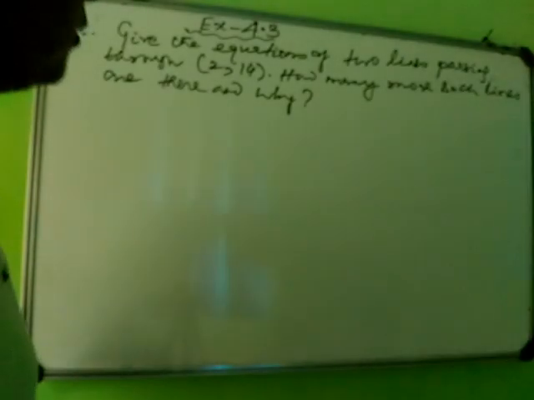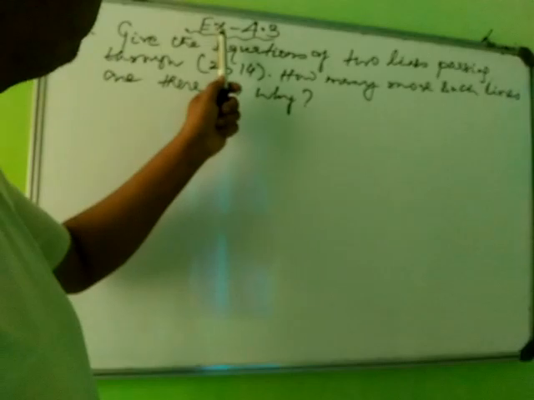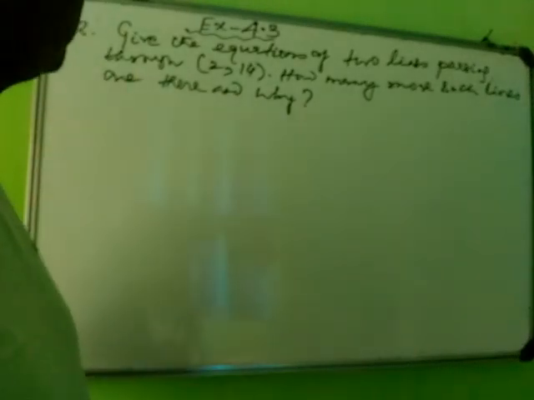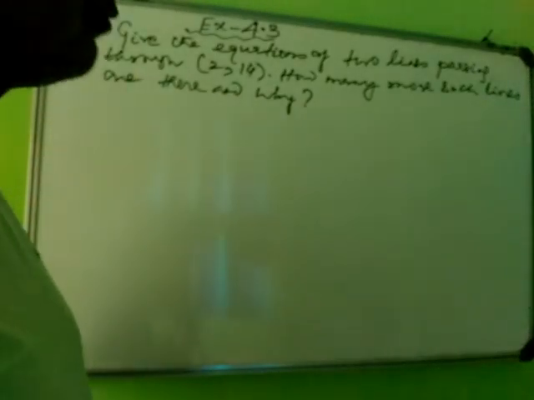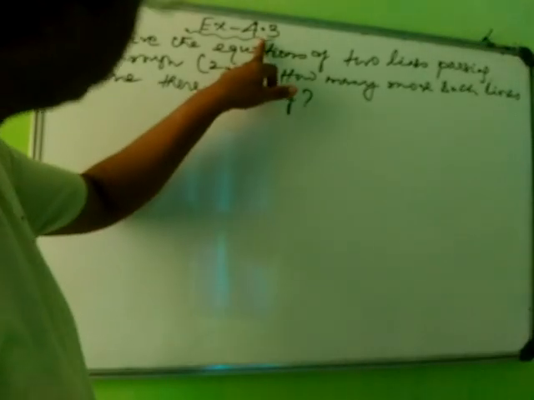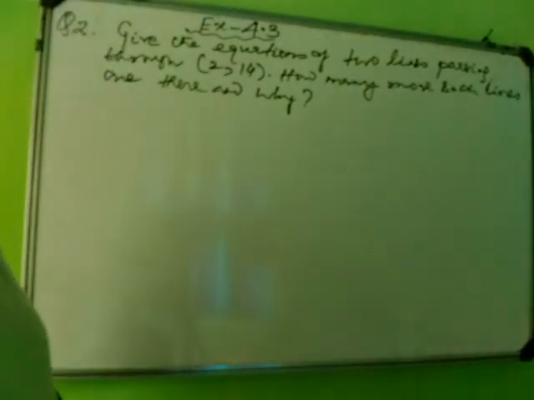Good morning, children. So, in today's class, we are going to begin from the same exercise 4.3, question number 2. We have done till question number 1, there was the graph. Now, today, from 4.3, question number 2: give the equations of two lines passing through (2, 14). How many more such lines are there and why?